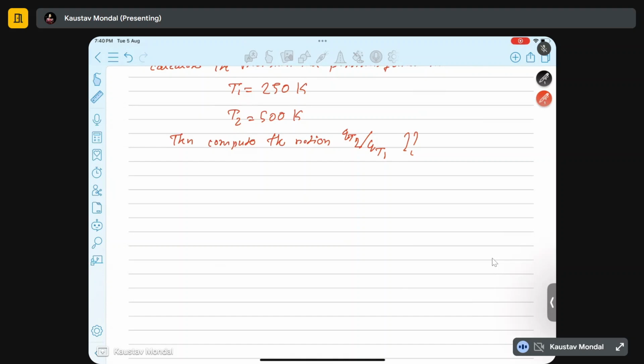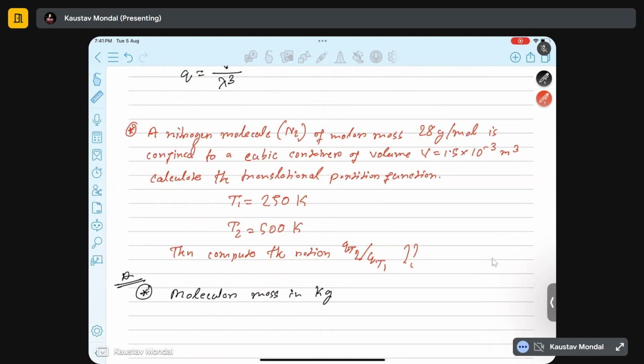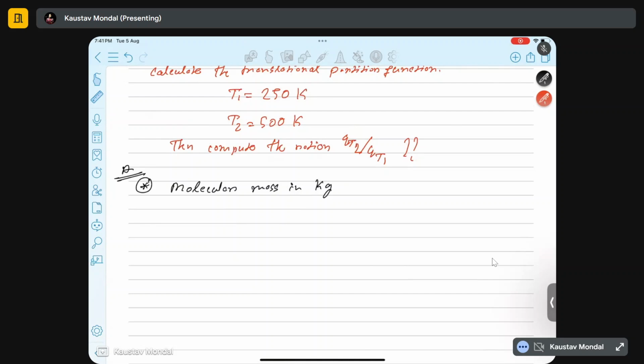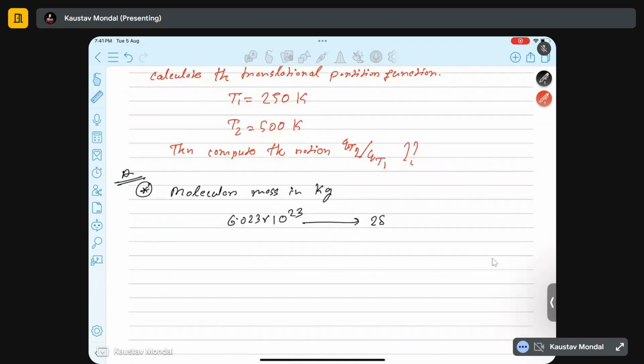Okay, so first what we'll do, first we will have mass in kg. So m would be, in that case, molecules of 28 gram, right? So that means 6.023 into 10 to the power 23 molecules are having mass of 28 gram.